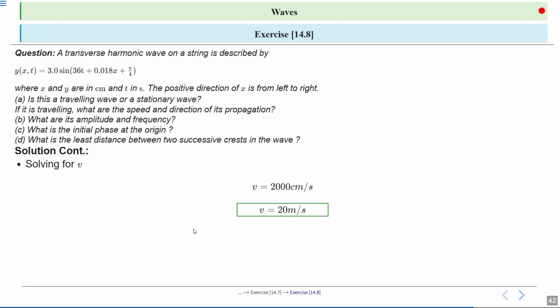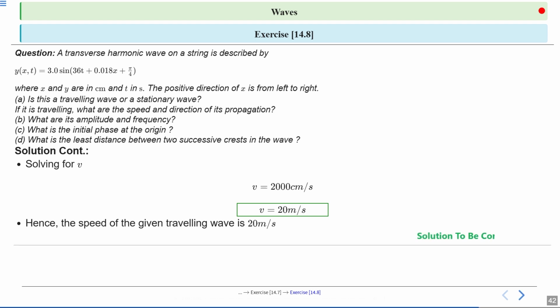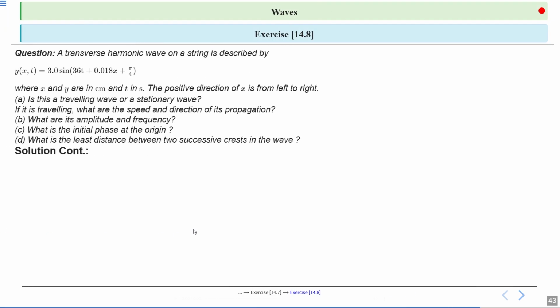Clear? Hence the speed of the given traveling wave is 20 meter per second. Now the amplitude and frequency of the given traveling wave are 3 centimeter and 5.73 hertz. After comparing the given wave equation with the general expression of a wave, we got the amplitude of the given traveling wave as a equal to 3 centimeter.